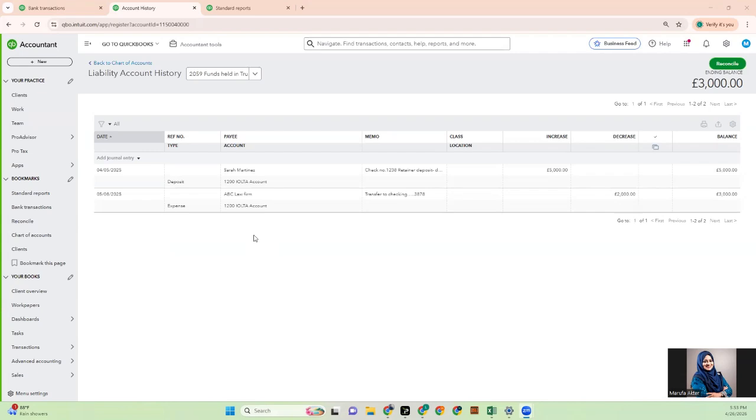Sarah Martinez started with $5,000 in trust, as we can see from the trust ledger in QuickBooks Online. And you, as an attorney, earned $2,000 and transferred it correctly. Now she has $3,000 remaining, as we can see here. Today, you need to pay a $350 court filing fee on Sarah's behalf. The money comes from her trust balance.